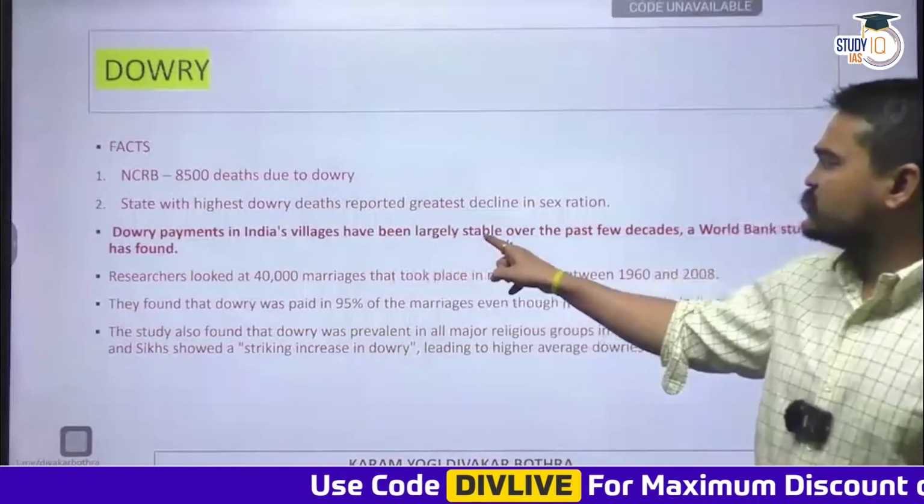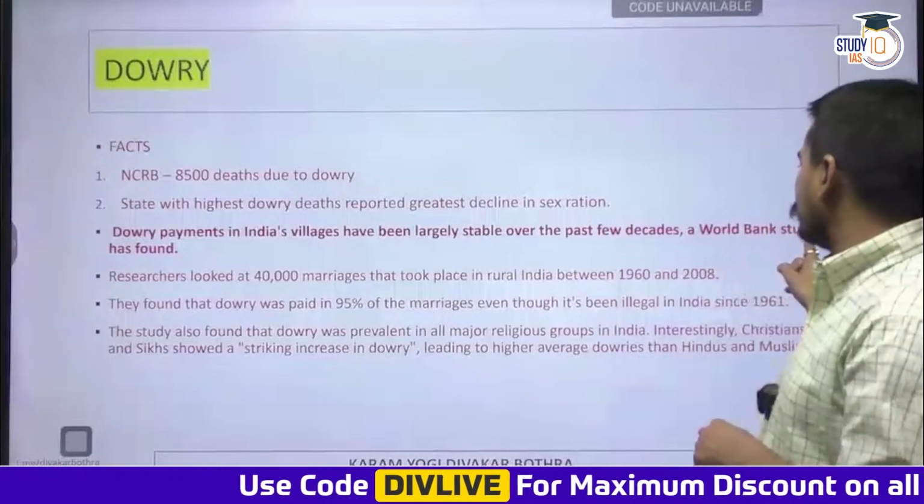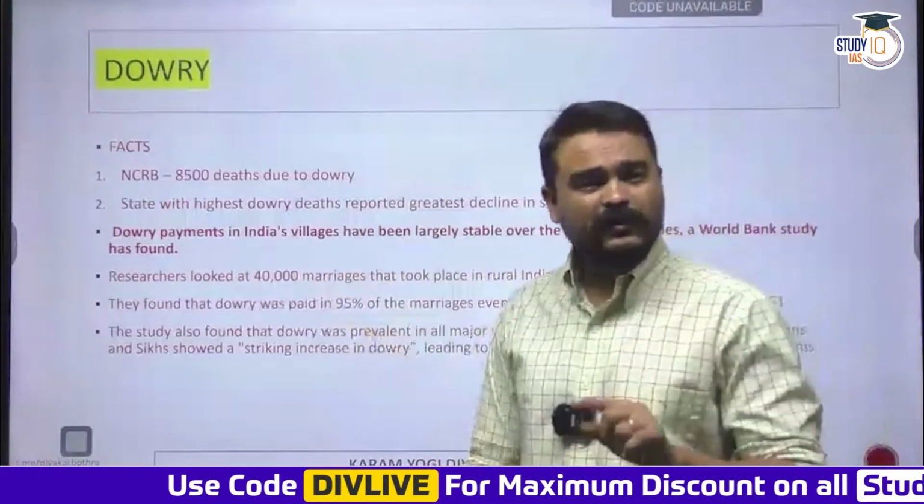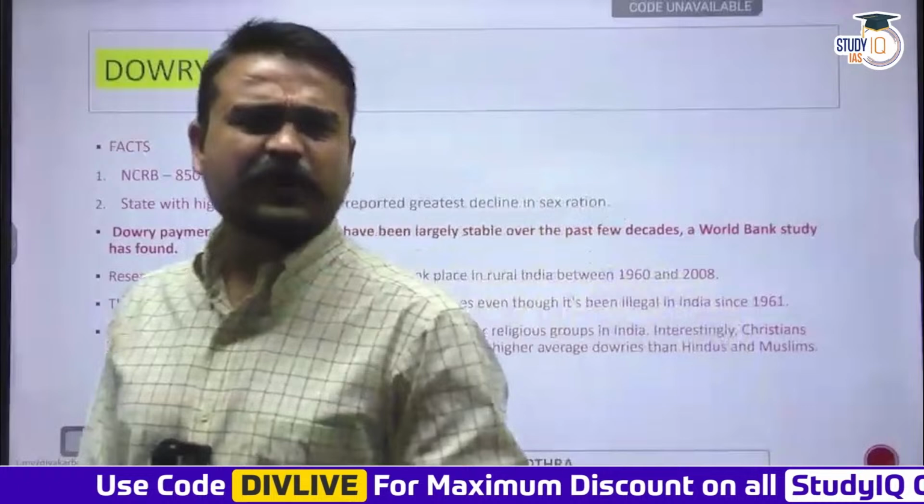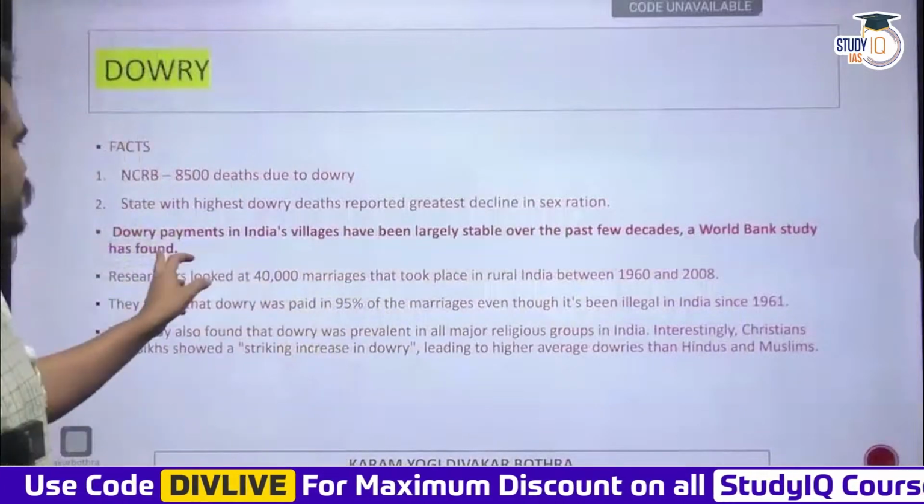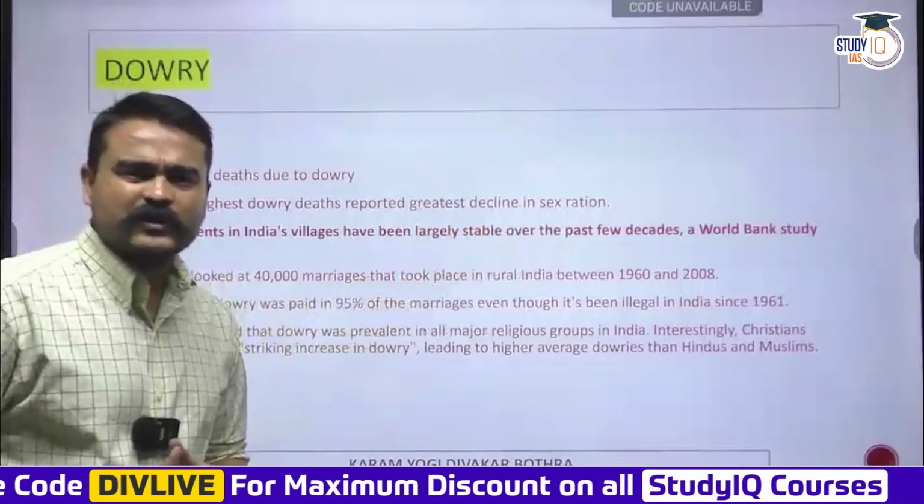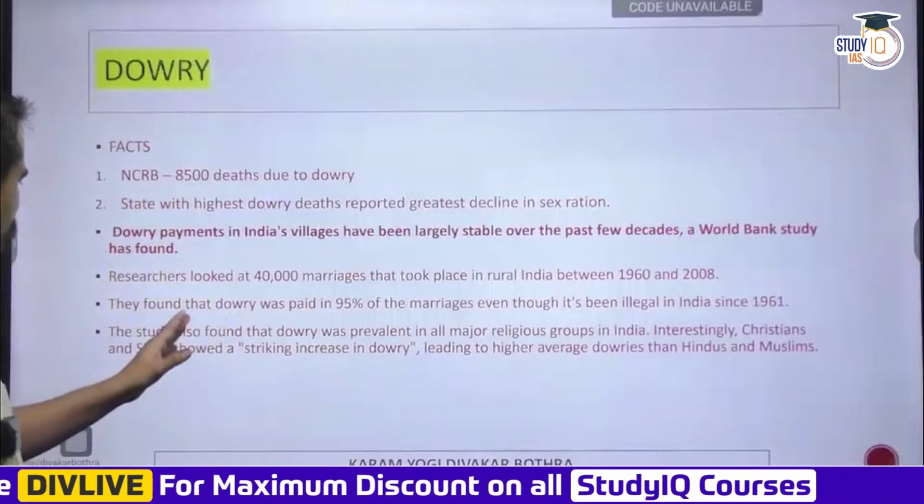Dowry payments in India's villages have been largely stable over the past few decades, a World Bank study has found. That means nothing much has changed despite the prohibition of dowry. The World Bank study says the payments are more or less stable. Things have not changed to a greater extent.